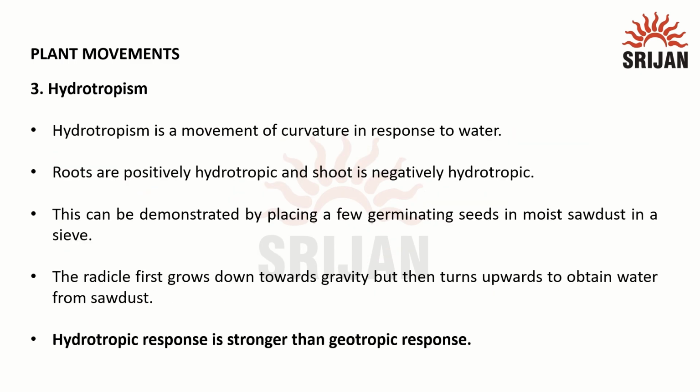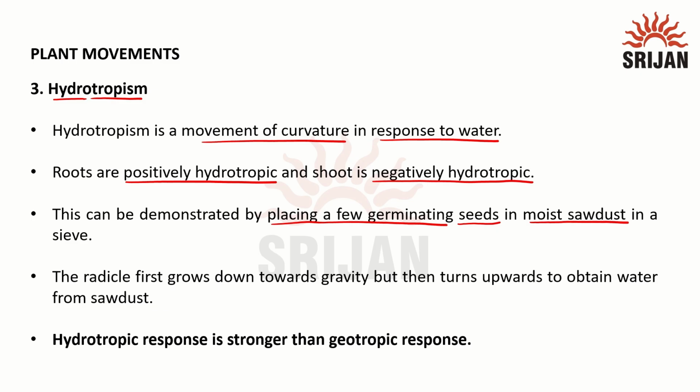Next tropic movement is hydrotropism. Hydrotropism is a movement of curvature in response to water. Roots are positively hydrotropic and shoots are negatively hydrotropic. This can be demonstrated by placing a few germinating seeds in moist sawdust in an inclined position with a sieve. We will see the radicle first grows downwards towards gravity but then turns upward to obtain water from the sawdust. By this demonstration, we can say the hydrotropic response is stronger than the geotropic response.